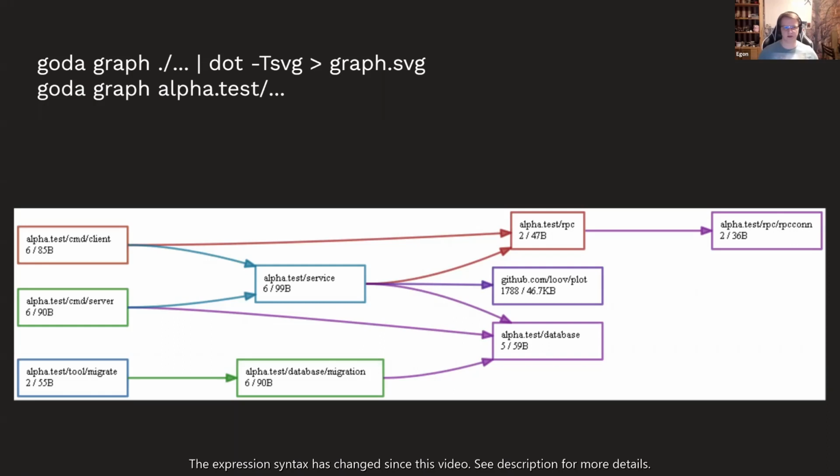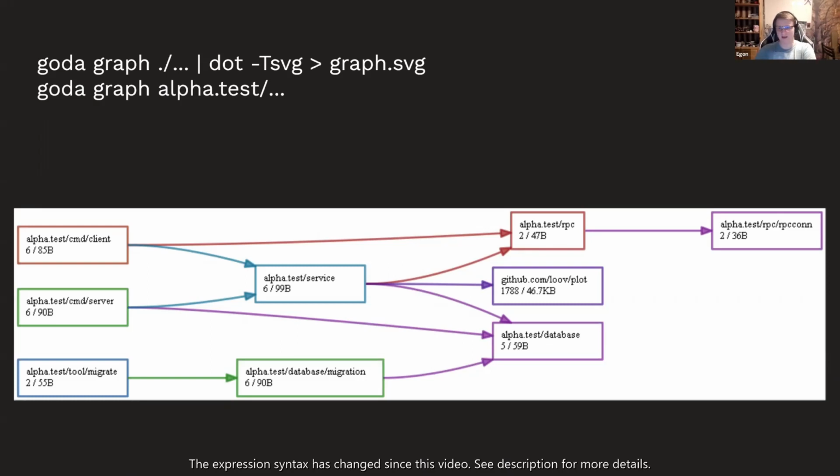The most basic way you can use it is you say Goda graph, and you say which packages you want to visualize. It will pull in all the dependencies and packages that follow the path specification. So ./... means everything in my current folder. And for the following demos, you can assume that there's this pipe to dot -Tsvg to pass it into Graphviz and give this nicer output. So graph outputs the Graphviz format, the digraph. But there are other options there.